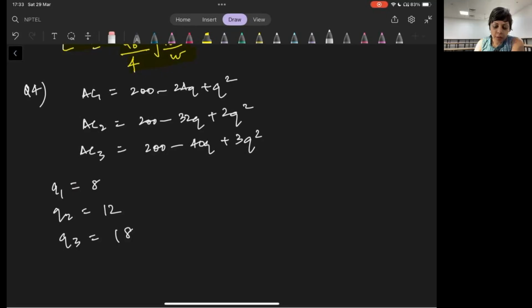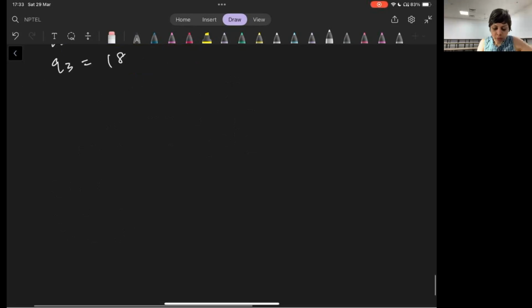So for plant 1, you will calculate the cost for Q1, Q2 and Q3. Then for plant 2, you will calculate the cost for Q1, Q2 and Q3. Then for plant 3, you will calculate the cost of Q1, Q2 and Q3. Let's make this table.